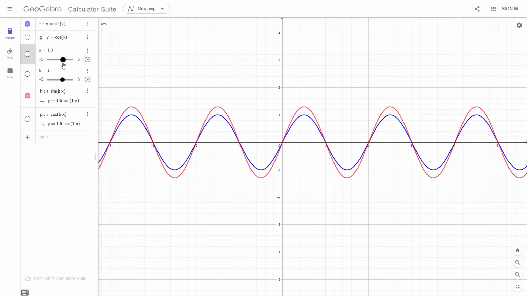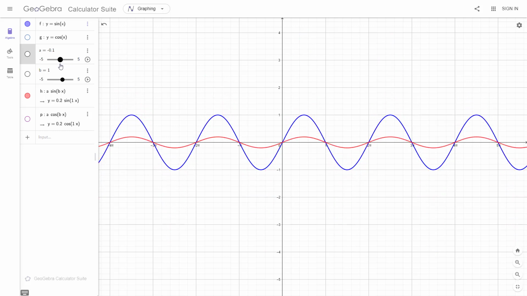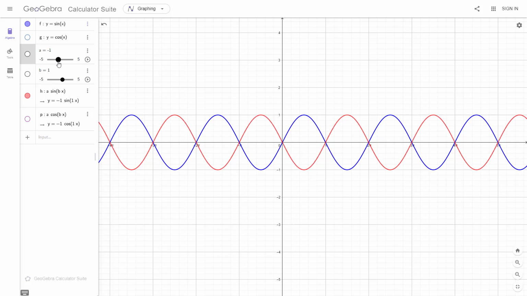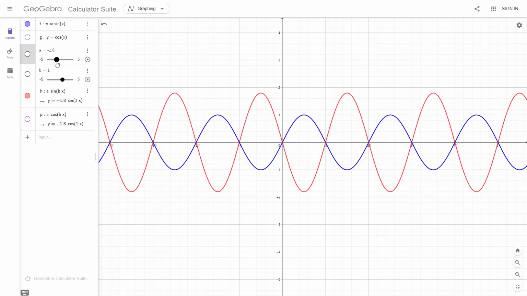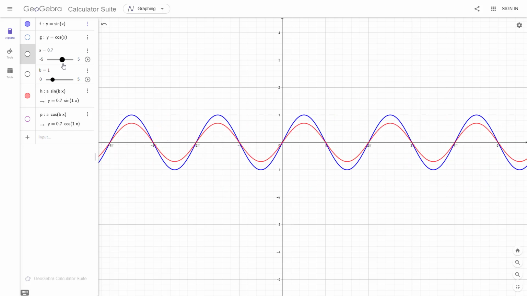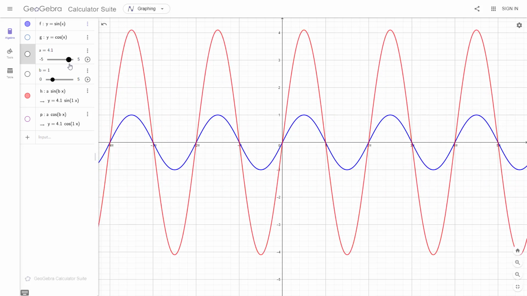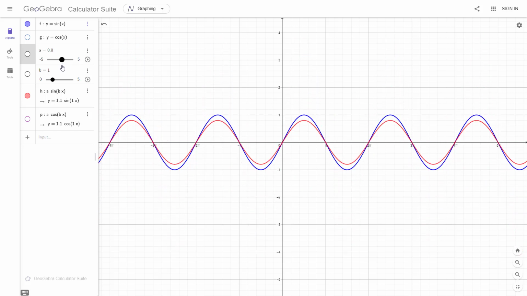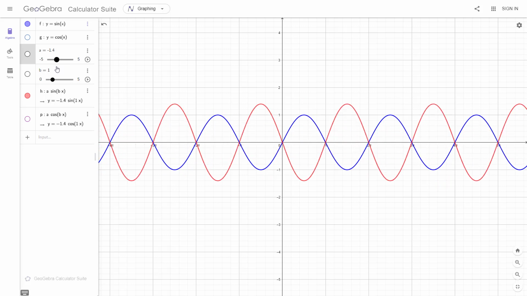What happens when a becomes negative? Well, then the graph flips. There we go. Here a is equal to -1, and notice that the sine wave, instead of going up like it does in the base wave, actually goes down. And furthermore, as a gets more negative, it stretches even more. So once again, when a is large, we have vertical stretching. When a becomes closer to 0, we have vertical shrinking, and it gets flatter. And of course, when a becomes negative, everything flips.